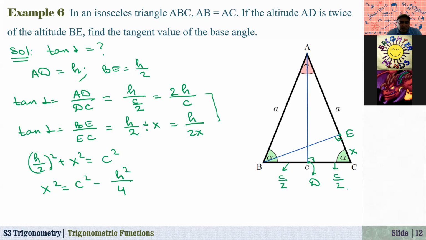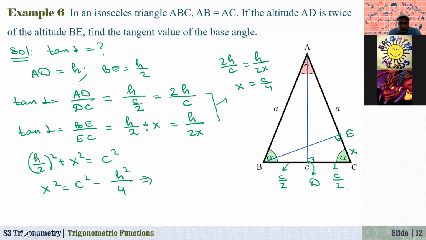Okay, and also from these two things are equal, right? 2H over C is equal to H over 2X. So this H cancels each other. From here, X is equal to C over 4. Okay, so I can find the relationship from here.